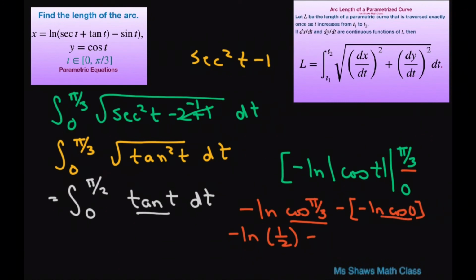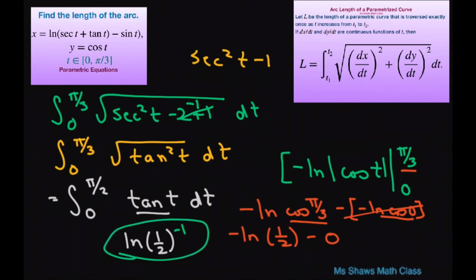Minus cosine of 0 is 1, but ln of 1 is 0. So that's just going to zero out. Our answer is negative ln of 1/2. Using your properties of logs, I can move this negative here. So that is going to simplify to your length is ln of 2, using your properties of exponents. And that is your answer.